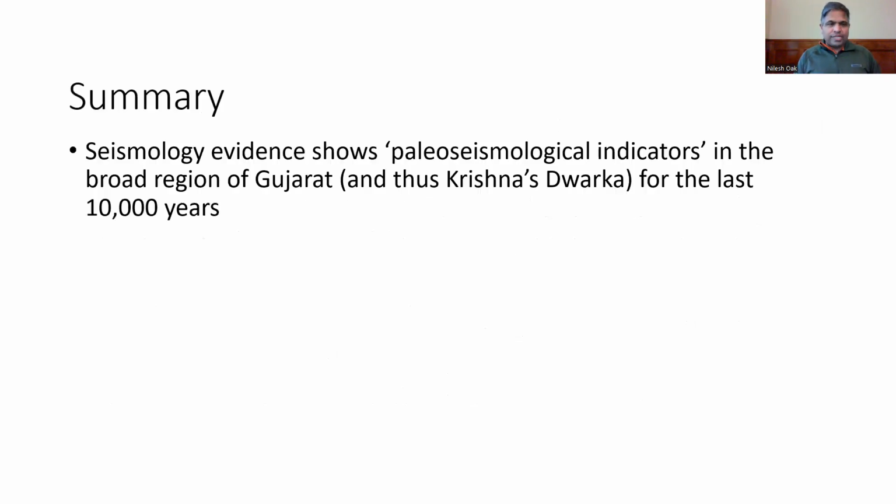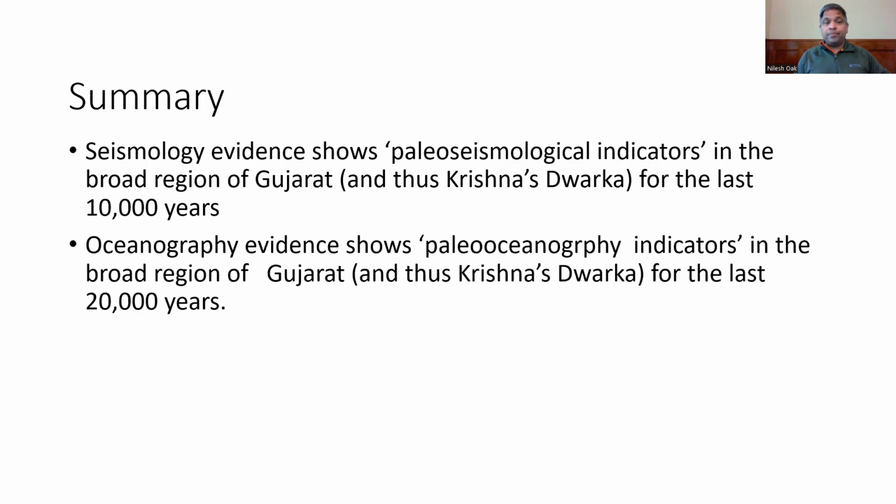All right, let's do a quick summary. Seismology evidence shows paleo-seismological indicators in the broad region of Gujarat, and thus Krishna's Dwarka, for the last 10,000 years. Oceanography evidence, as we are going through this Dr. No Shots series, for flooding and destruction of Krishna's Dwarka in 5525 BCE, also shows paleo-oceanography indicators. It doesn't show everything only for 5525 BCE. It shows sudden sea level rise around the world, which coincides with CRE1, catastrophic rise event 1, catastrophic rise event 2, and so on.